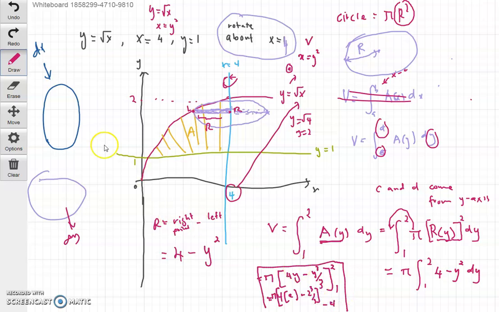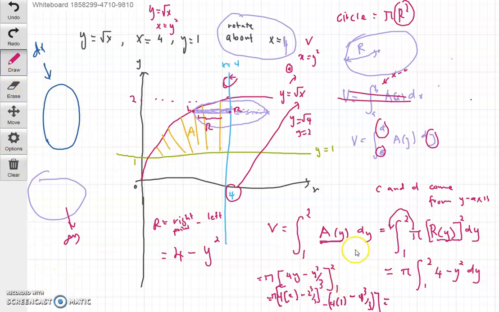minus 4 times 1, because we replace all the values of y now with 1, minus 1 cubed over 3. Make sure you put a bracket for it. Then you can press your calculator to obtain the final answer.